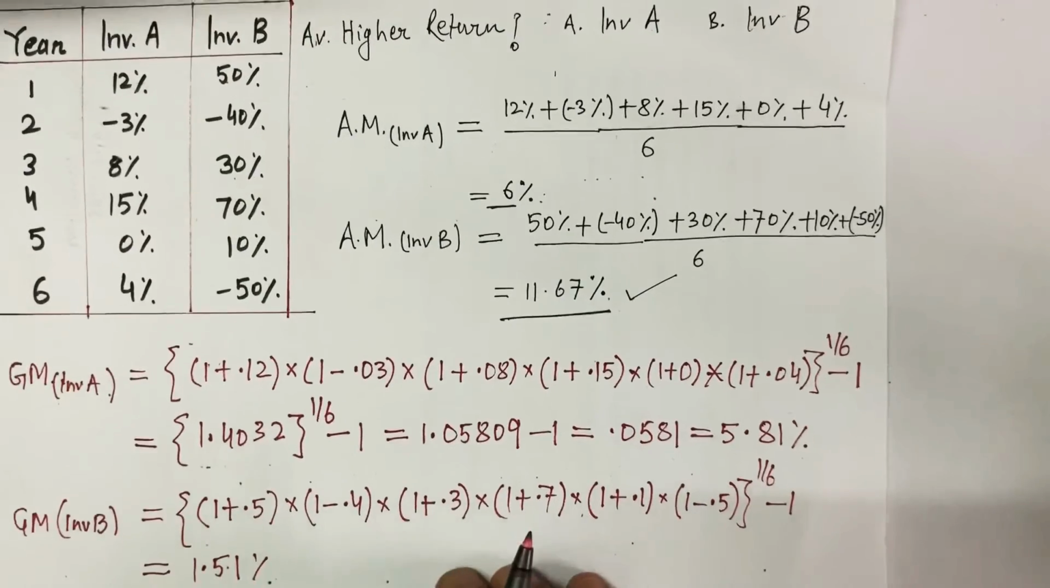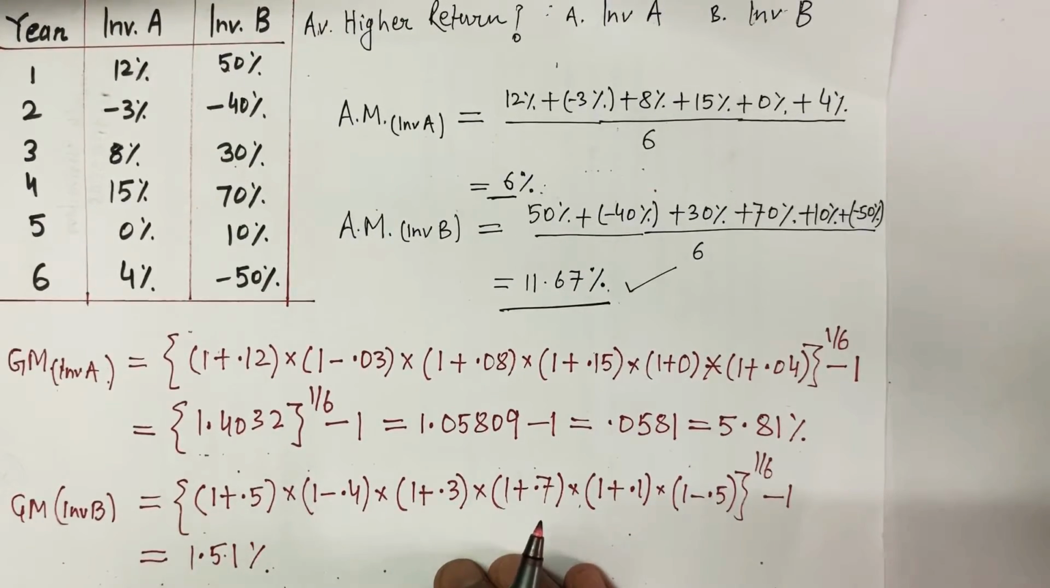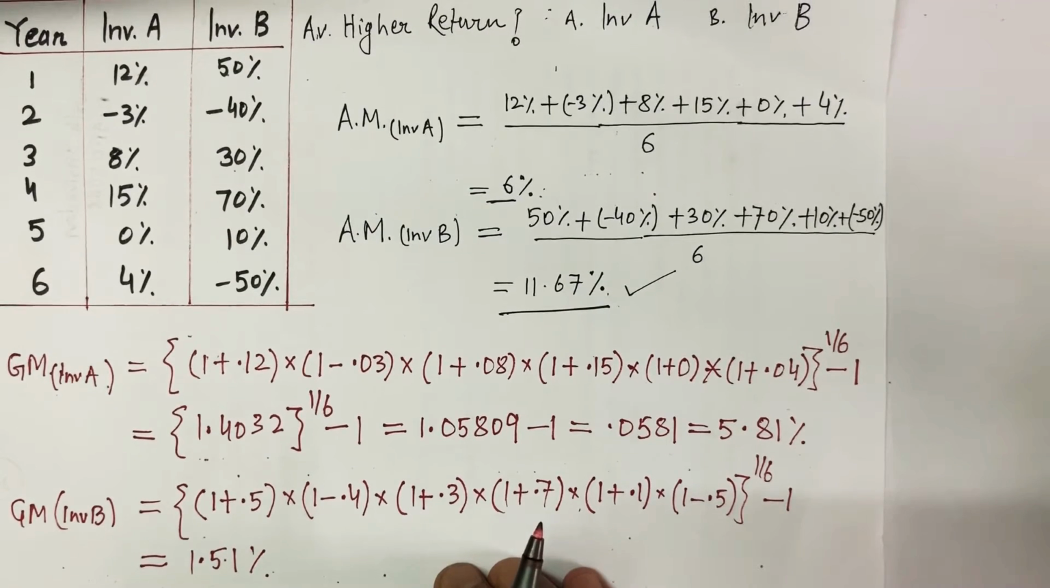So if I go by geometric mean, then it simply suggests I should go for investment A, which is giving me a 5.81% return. When I go with the arithmetic mean, it suggests I should go with investment B.